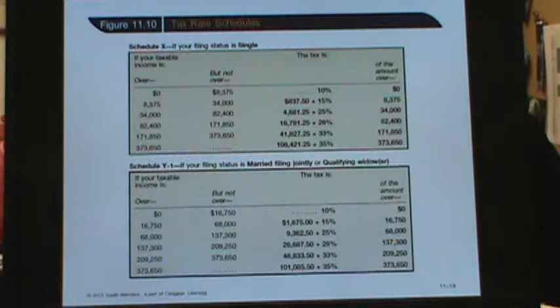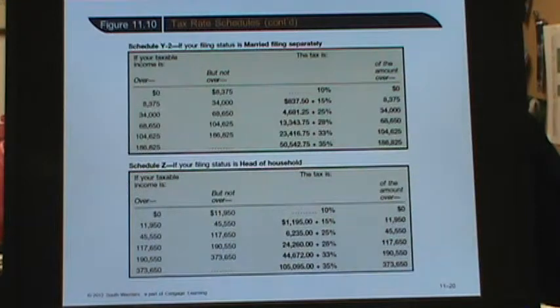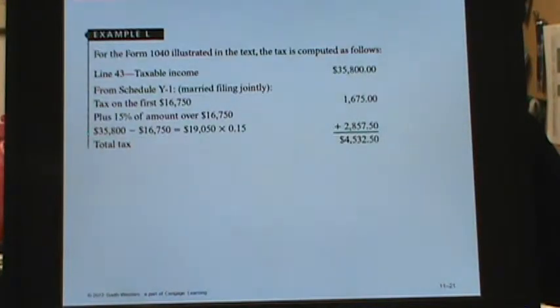This is a tax rate schedule. We saw those last chapter, so this should not be anything new. But if your filing status is single and you make over, let's say $8,500, which is over $8,375 but less than $34,000, then the tax is $837.50 plus 15% of the amount over $8,375, and so on. We did those last chapter.